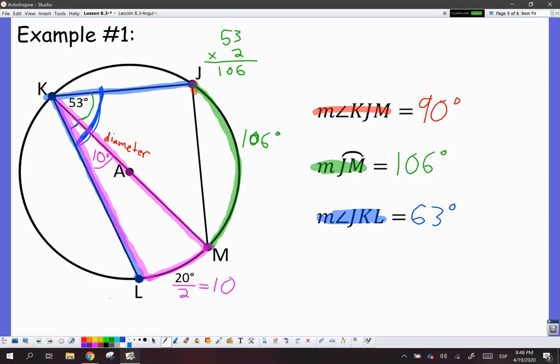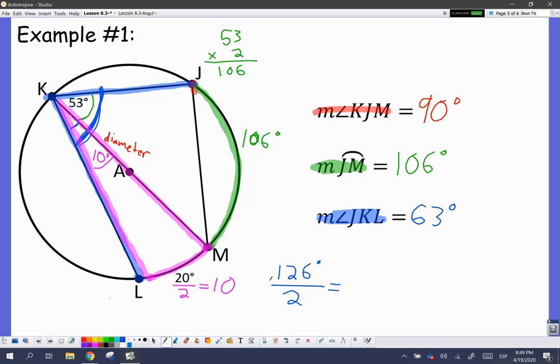Now, if I want to find a way to check that, remember that I can also combine these arcs to get a total arc measure. So if I add the 106 with 20, that's 126 degrees. Now, since angle JKL intercepts arc JL, and arc JL measures 126 degrees, then the measure of JKL is the arc measure divided by 2.